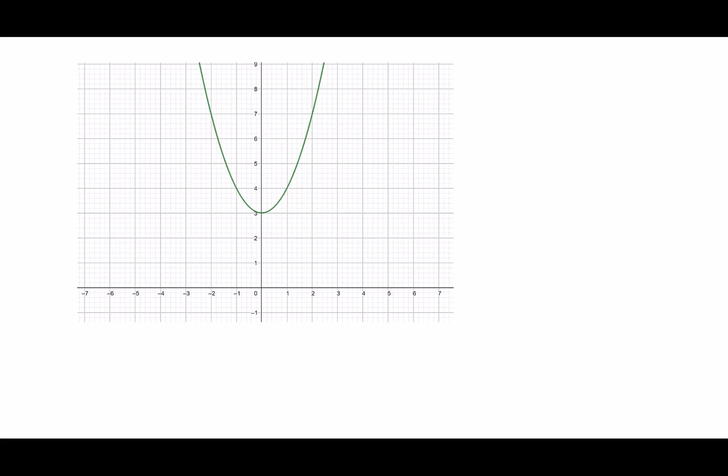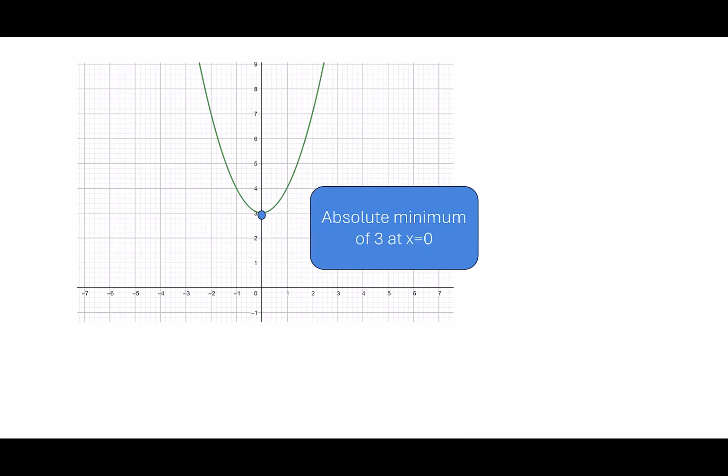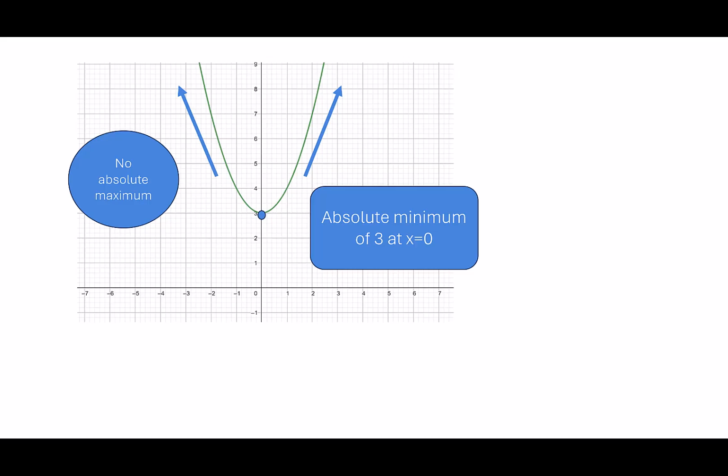In this first one, we have a parabola. We can see we have a lowest point at (0, 3). We would say the absolute minima of 3 happens at x equals 0. We know this is the minimum because on both the left side and the right side the function is going up. In this particular case, because the left and right only goes up, we won't have an absolute maximum.